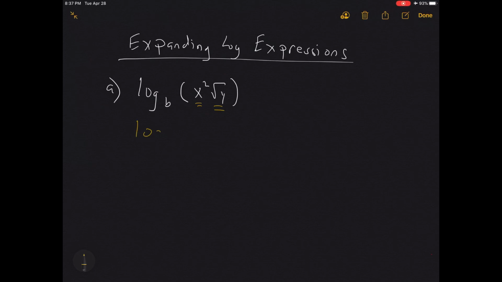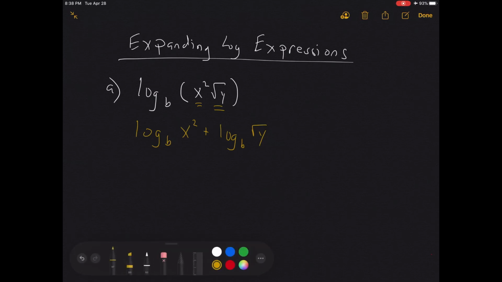So it's going to be the log base b of x squared. And because those two things are being multiplied, this is going to become addition. So then it's the log base b of the square root of y. Okay, but this is not fully expanded yet, because when it's fully expanded, there will be no exponents on your arguments. They will just be single values of some kind.